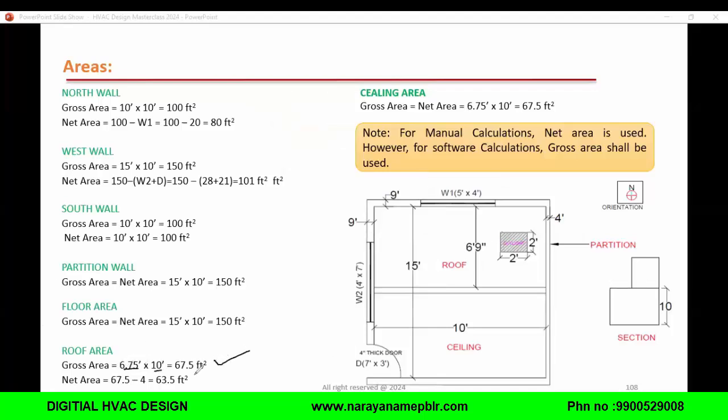So this is your total gross area. Net area is this minus this skylight. So we get net area. Clear? Ceiling area: this multiplied with this, so we get the ceiling area. Clear now?